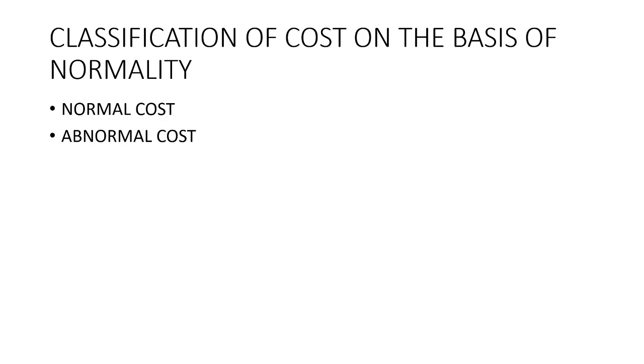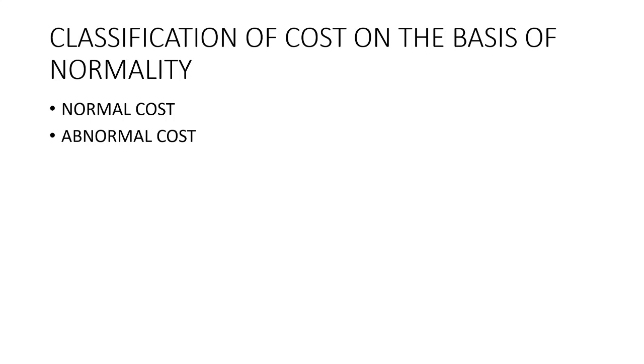Next comes the classification of cost on the basis of normality. We classify it as normal cost and abnormal cost. Normal cost is the cost which is normally incurred for the manufacture of a product or for rendering of service. Cost of materials, cost of wages and other expenses, all these come under normal cost. It's a part of our cost of production. So we have this abnormal cost. What is this? The cost which is not normally incurred at a given level of output.